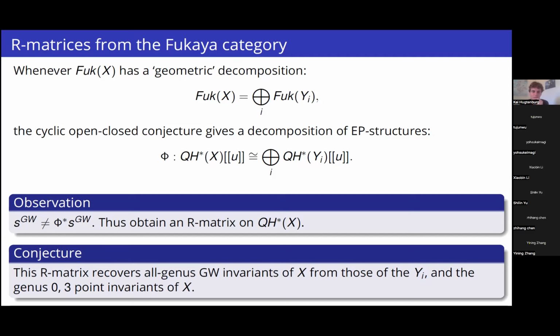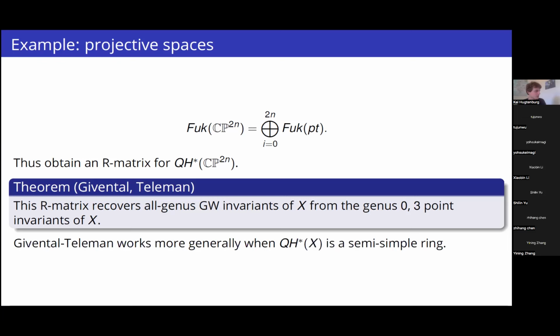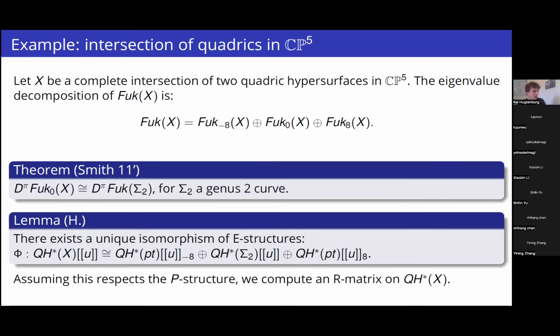Yeah, sure. Thank you. Yeah, but in the case of the even dimensional projective space, you only need the genus 0 3-point invariants. Okay, thank you. Any more questions about this?